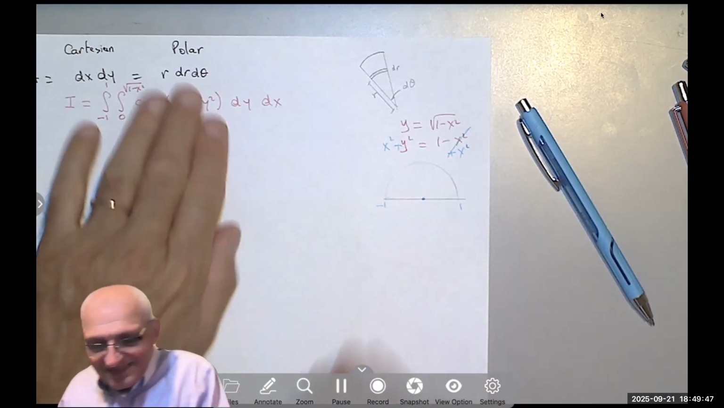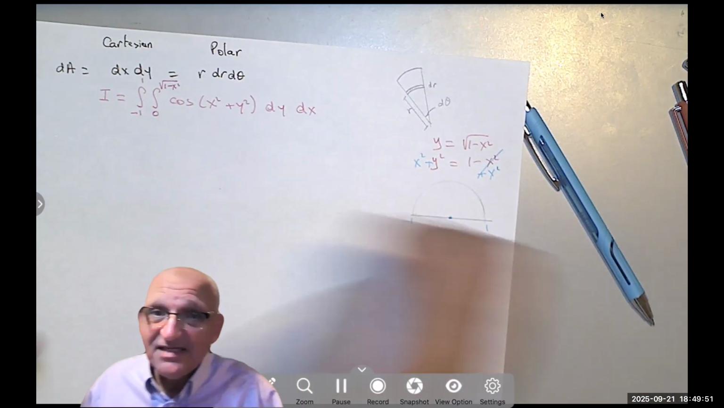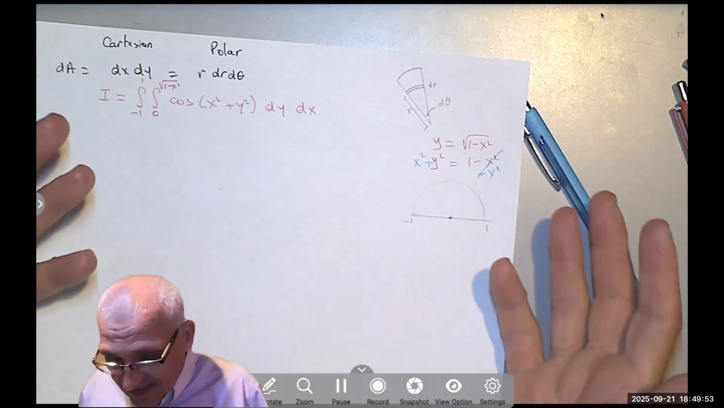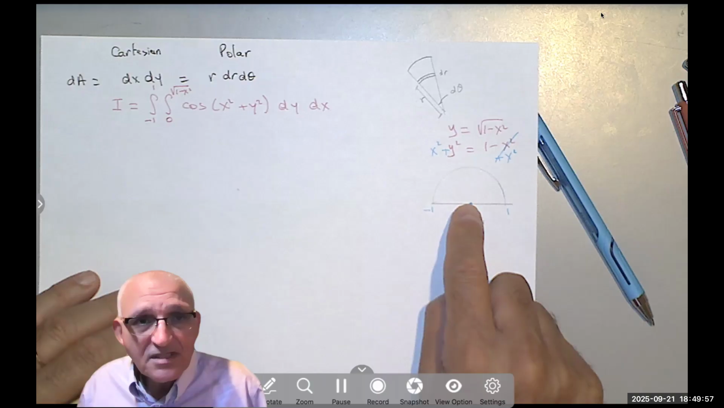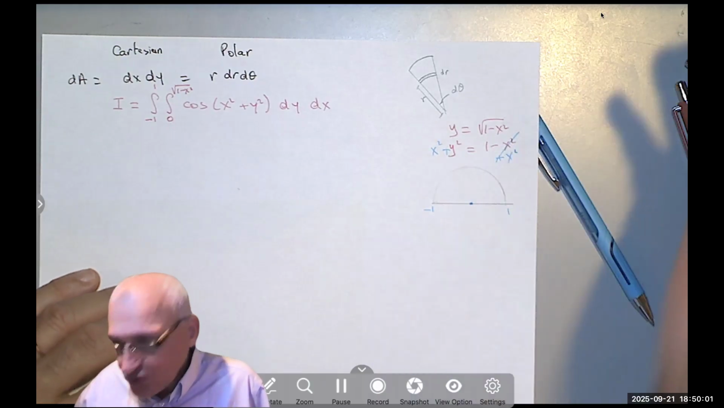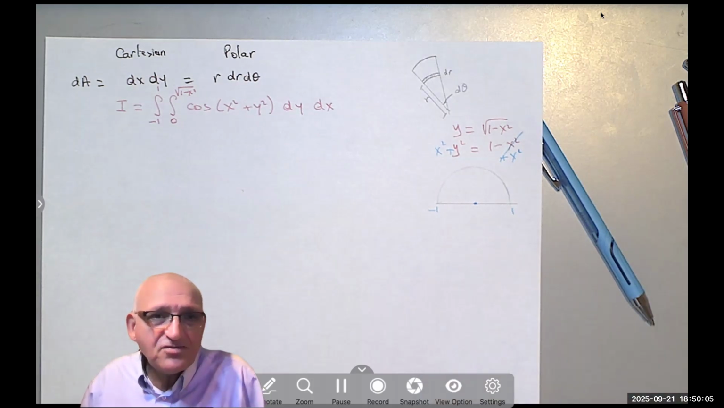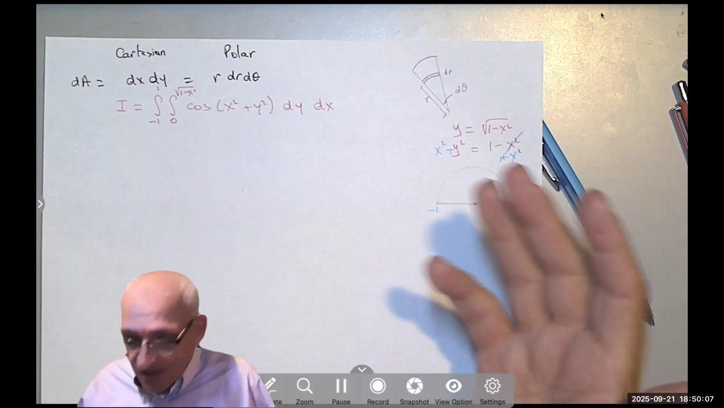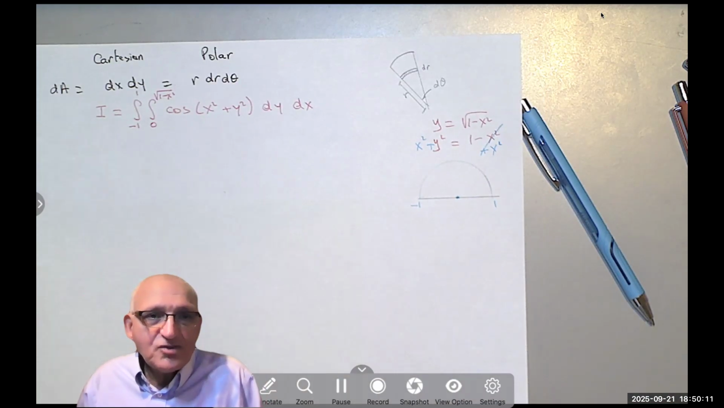So really, if I didn't have the cosine of x squared plus y squared, and I integrate just dy dx, I will get the area of this semicircle, which is pi over 2. It's pi r squared over 2, but r is 1, so you get pi over 2. You don't need integration, you don't need polar, nothing. What makes it hard is cosine of x squared plus y squared.